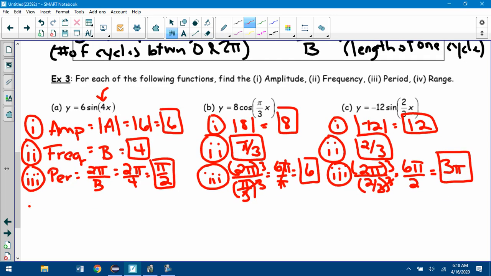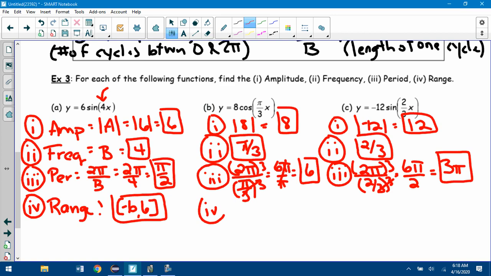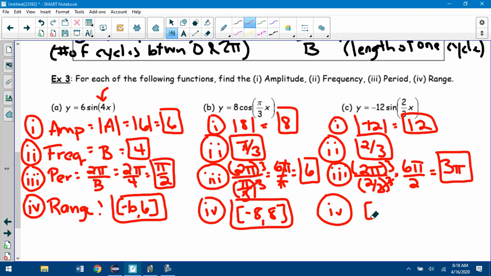And then lastly, the range. So far, what's the only thing that affected the range? The A value. So this one, instead of having a range of -1 to 1, is going to go from -6 to 6. The second one's range will be -8 to 8. And the last one's range will be -12 to 12. You always do low to high, so even if it's reflected, the -1 comes first for the range.